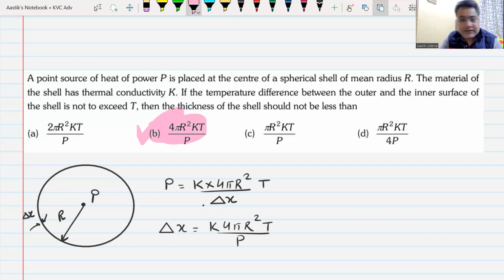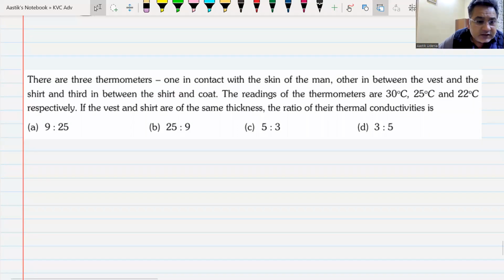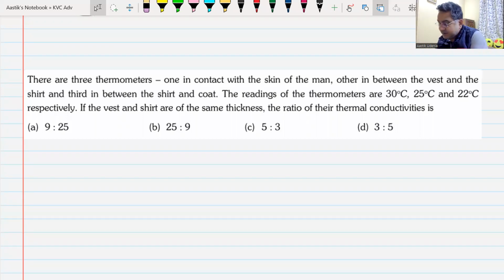This is the next question, and I expect a quick answer. There are three thermometers, one in contact with the skin of the man, other in between the vest and the shirt, and the third is between shirt and the coat. The readings of the thermometers are given. The vest and the shirt are of the same thickness. The ratio of their thermal conductivity is? I give you 2 minutes to give me the answer. What is the ratio of their thermal conductivity?